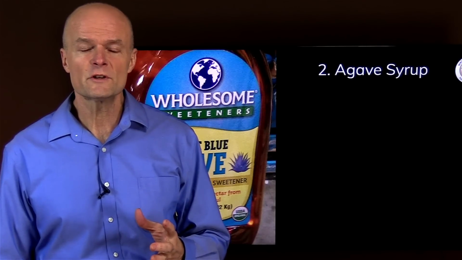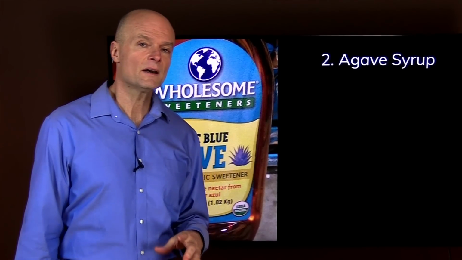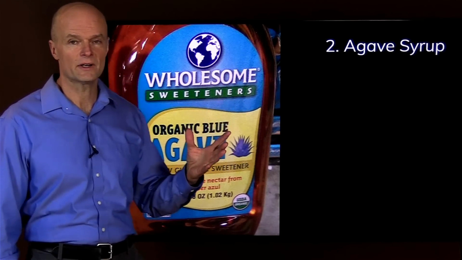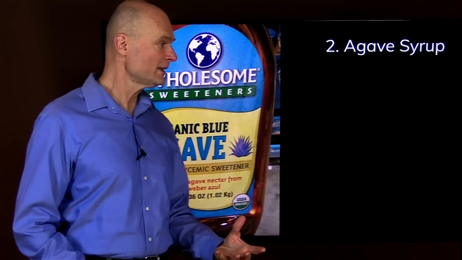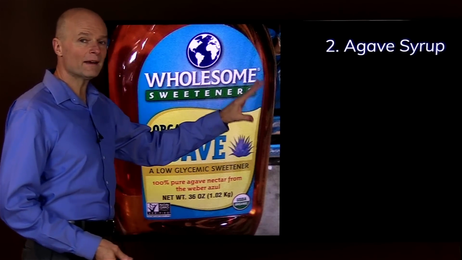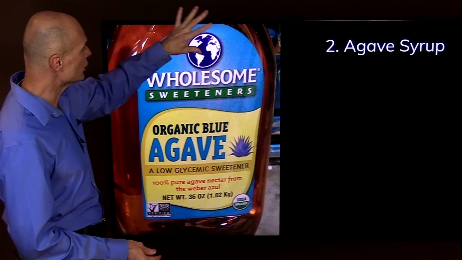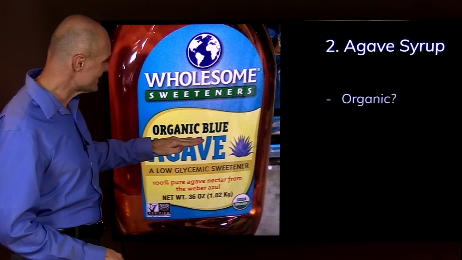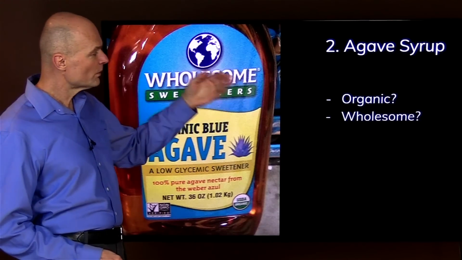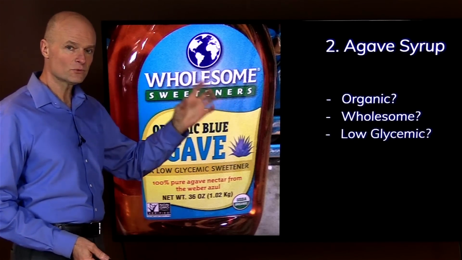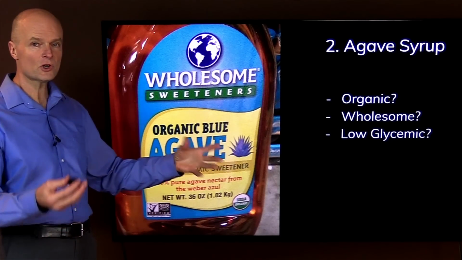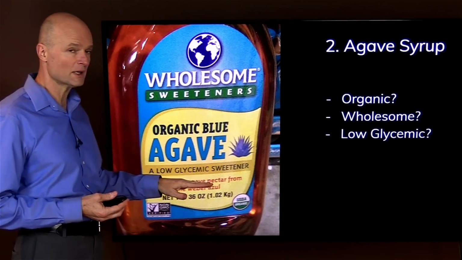And the second worst food for a diabetic is going to be agave syrup. And now we're getting into tricky territory here, because this is supposed to be health food, right? We find this in health food stores. It's got a big earth on it. It says wholesome. It has organic on it. So we're made to think that this is really, really healthy stuff. It says low glycemic, and we've been taught to look for low glycemic.